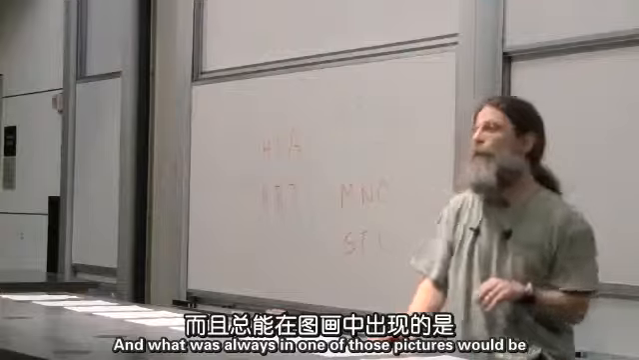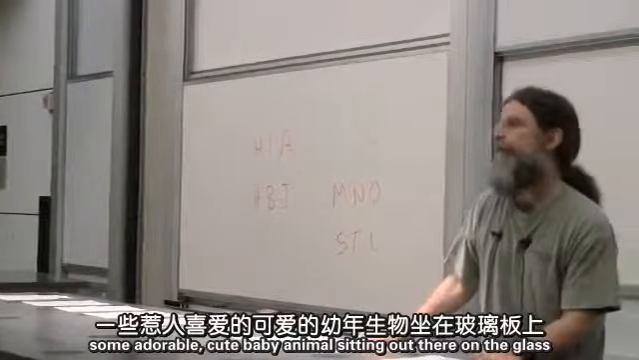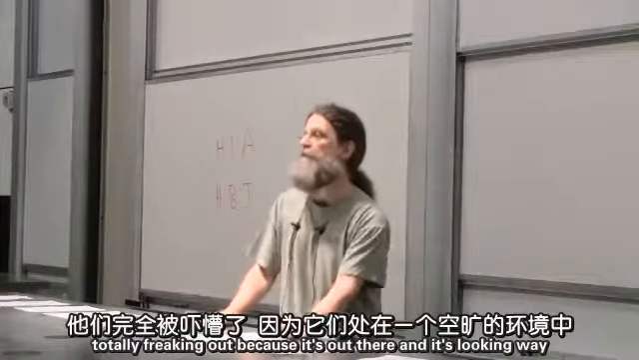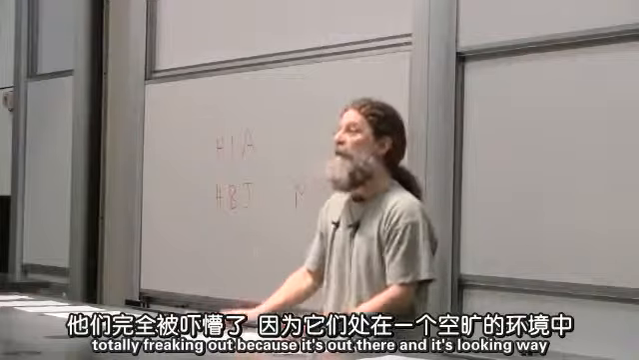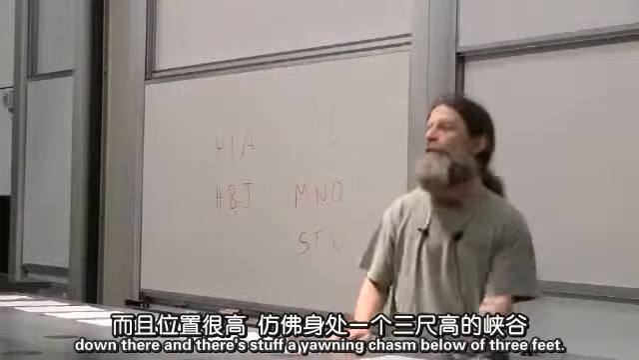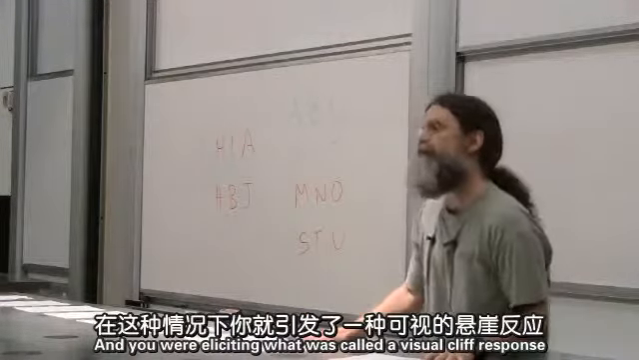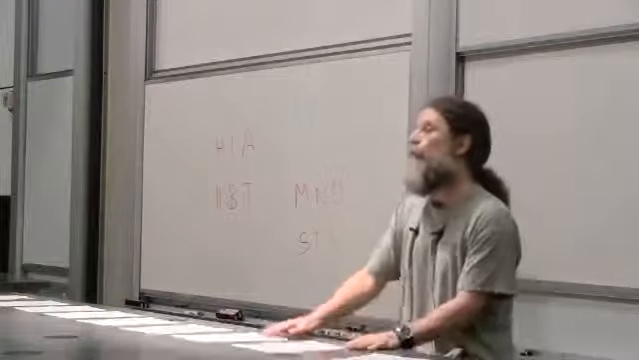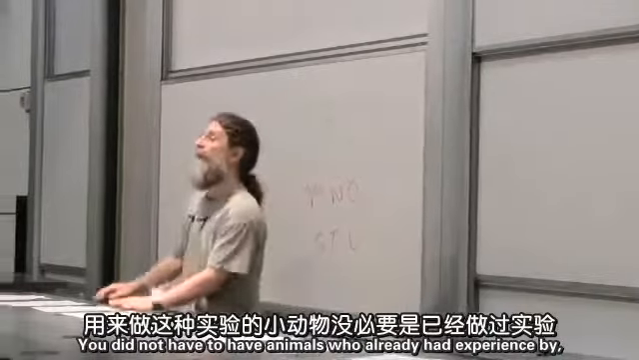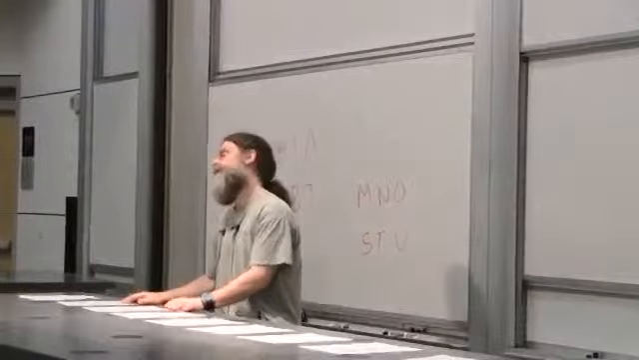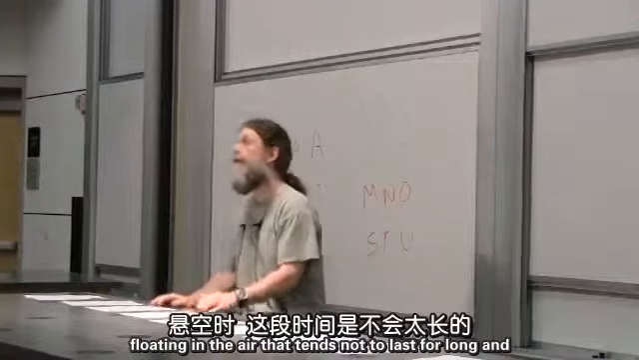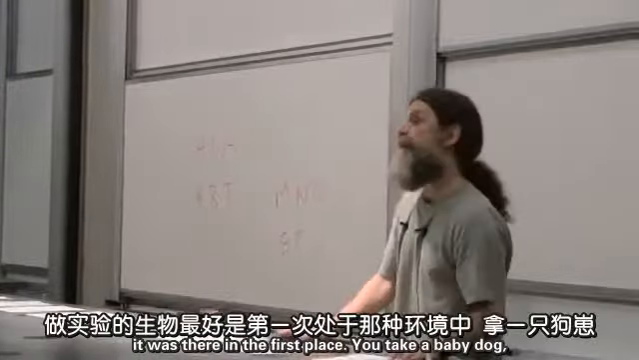And what was always in one of those pictures would be some adorable, cute baby animal sitting out there on the glass, totally freaking out. Because it's out there and it's looking way down there, a yawning chasm below of 3 feet, and you are eliciting what was called a visual cliff response, which is, get me out of here, I'm floating up in the air here. You did not have to have animals who already had experience, by trial and error, learning that when you're floating in the air, that tends not to last for long and you get owies afterward. There was no, it's there in the first place.